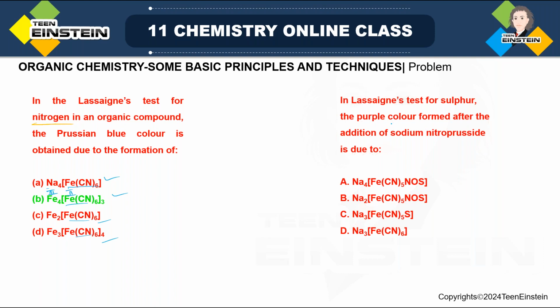In Lassaigne's test for sulfur, the purple color is formed after the addition of sodium nitroprusside. So sodium nitroprusside you have added, there is some violet or purple color generation, and that is because of some compound where Fe is attached not just to CN but it is also attached to NOS. So these two you can easily cancel, right?